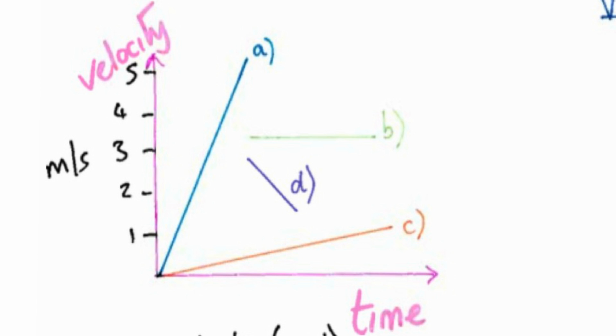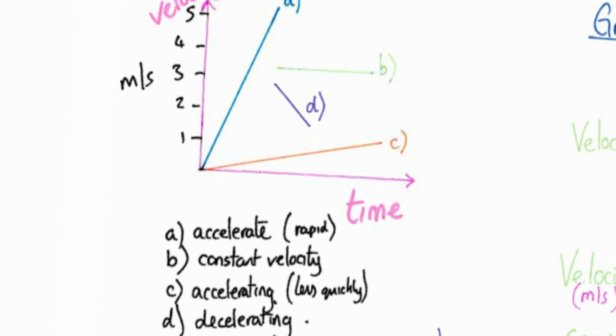D, if you notice, has gone from 3 meters per second down to about 1.5 meters per second. So that is decelerating. And C, its velocity started at 0 and has gone to 1 meter per second, so it's accelerating also. Its velocity is changing, it's increasing, so it's accelerating. The difference between A and C is A accelerates very quickly, whereas C accelerates less quickly. So it's a faster acceleration for A, a slower acceleration for C. And there you go, there's the explanations to it.